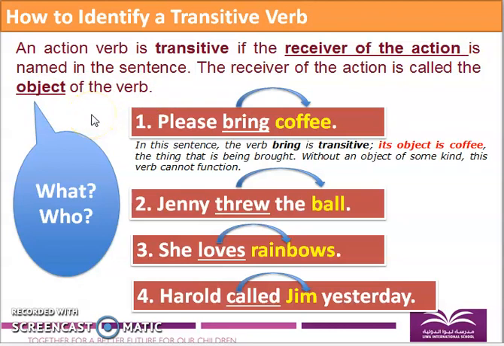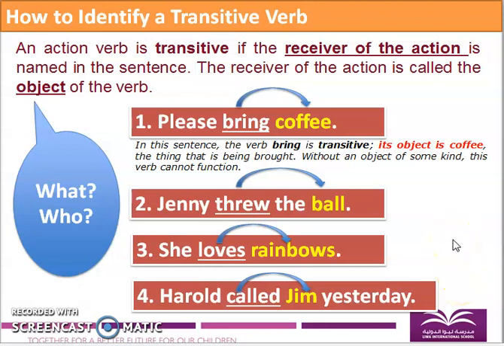Another question you might be asking: how are we going to identify this object? We are going to identify this object by asking 2 questions. These are the questions that you are going to ask: What? Who? Now, let us practice asking these questions to identify our transitive verbs in these sentences.